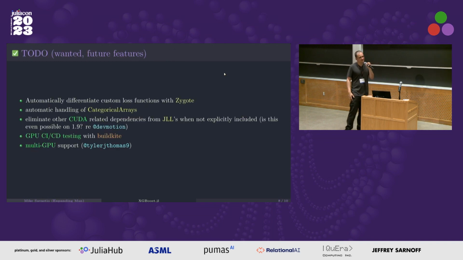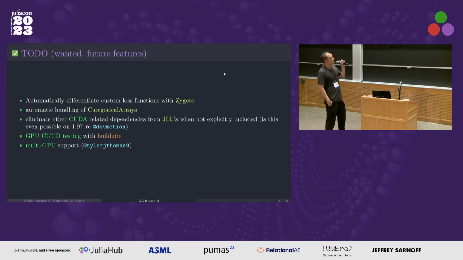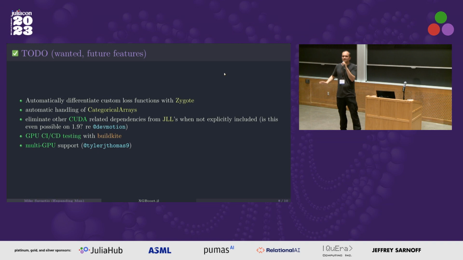Some other features that would be nice to have: I'd really like automatic loss functions. Right now you have to provide the first and second derivative. God knows we have enough AD functionality in Julia, so I'm sure we could find something, Zygote or something, that should be pretty easy. I think there's a very good chance that one of us will put that in. Categorical array handling would be nicer if it were a little more automatic. Right now it's a bit of a pain.